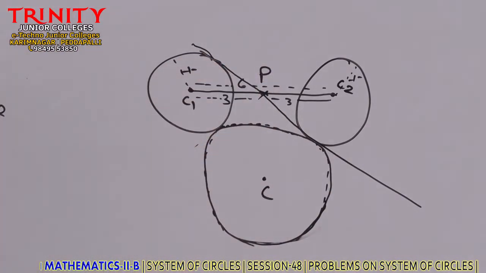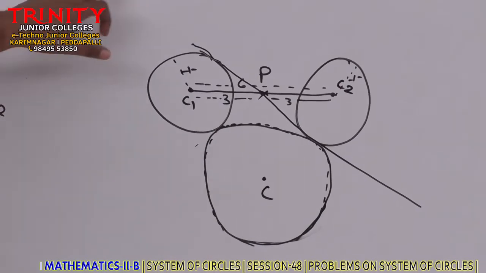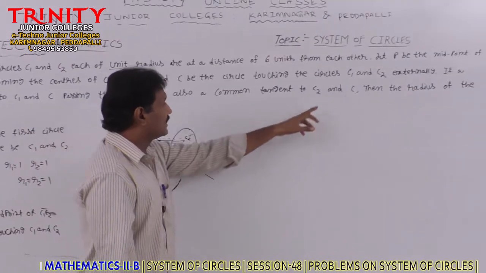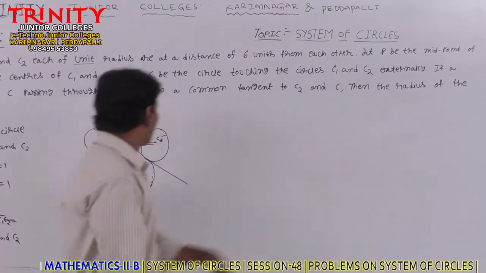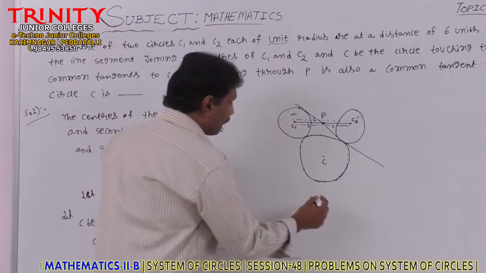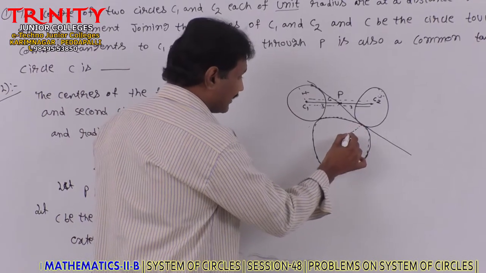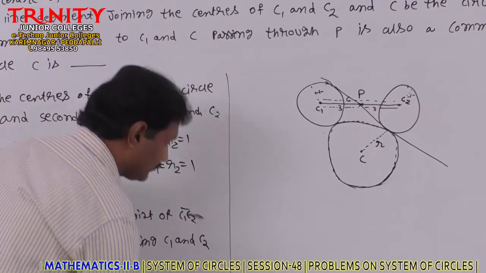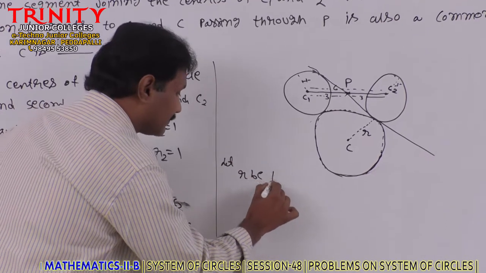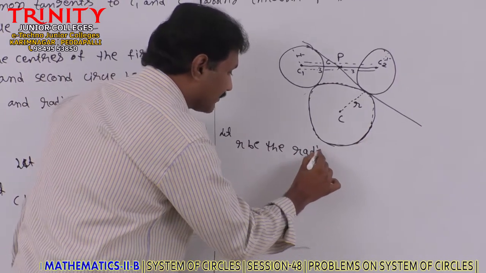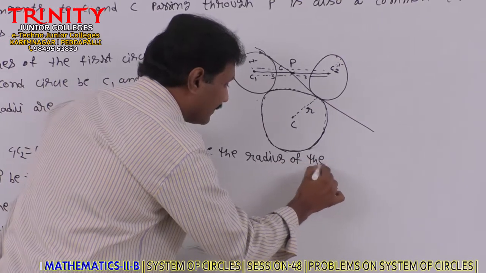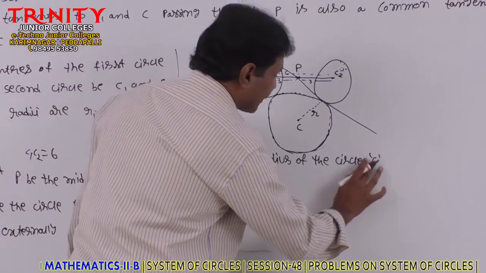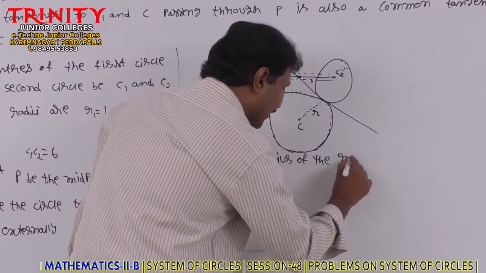If a common tangent to C1 and C passes through P, and is also a common tangent to C2 and C, then we find the radius of the circle like this. Let R be the radius of the circle C, the radius of the required circle.